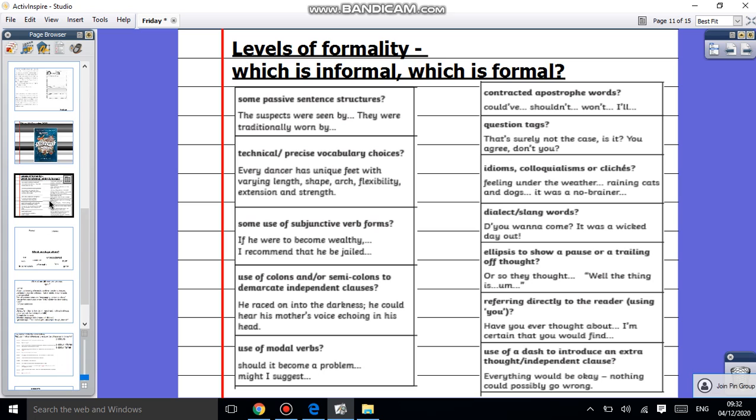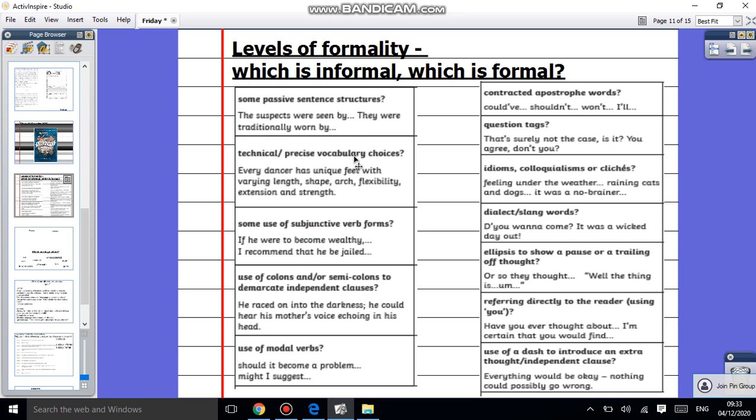Okay, so here we've got two different tables, table 1, table 2. One of them is things we use for informal language, and one of them represents formal language. Can you tell which is which? So on one side we've got some passive sentence structures. The suspects were seen by. They were traditionally worn by.